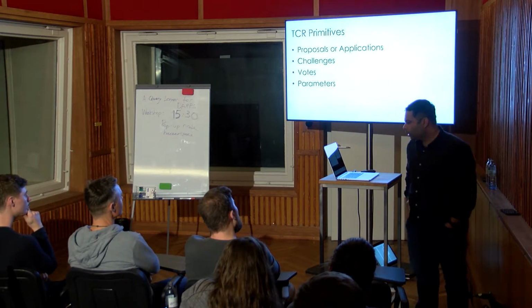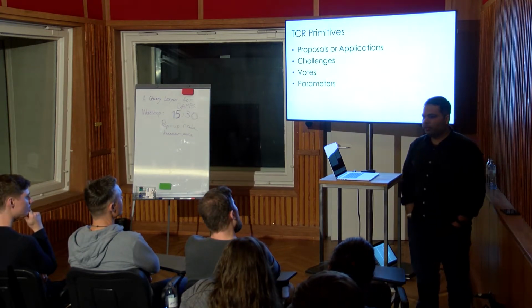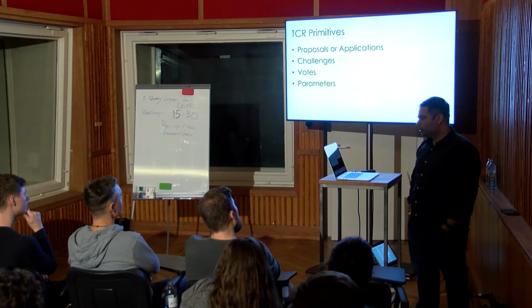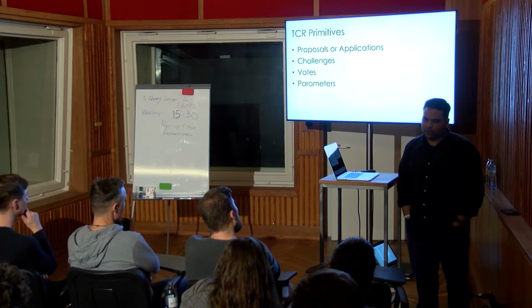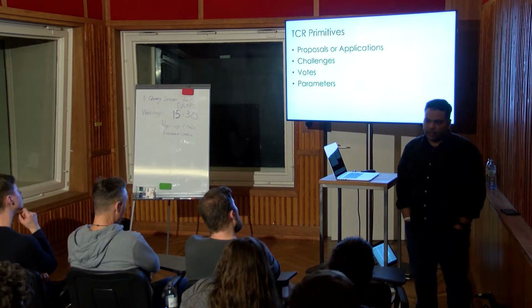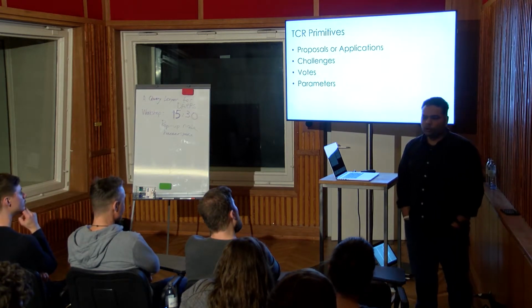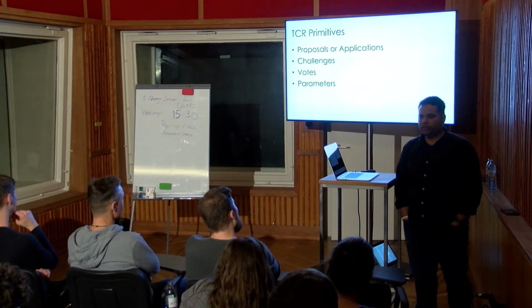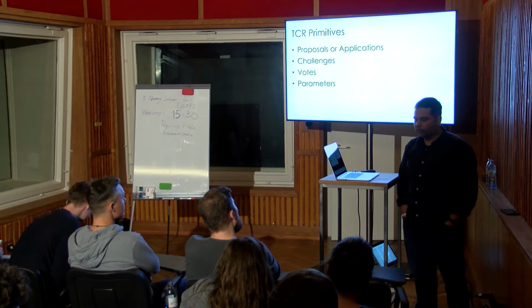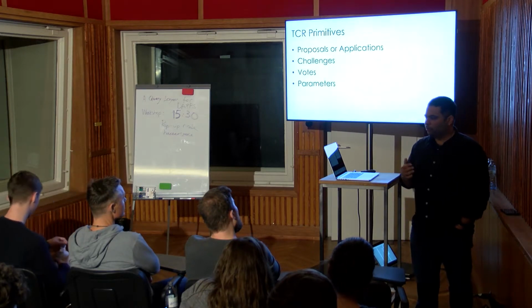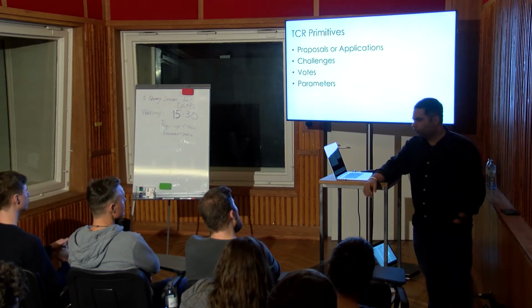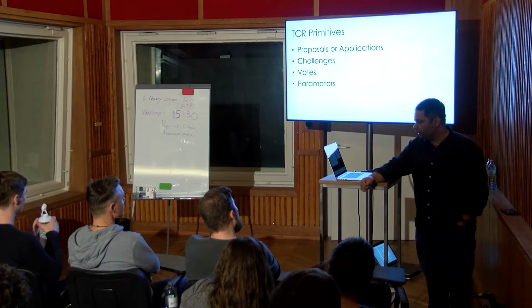So we went through our primitives, but there was one more thing which I did not cover at the moment, and those are the parameters. When there is a community involved in a system, you need rules for everyone with which they can play the game. For every sport you have rules, for every democratic process you have rules. Similarly, you have rules with TCRs as well.